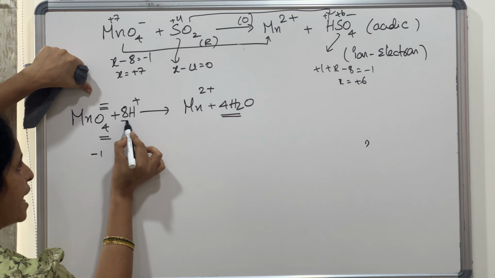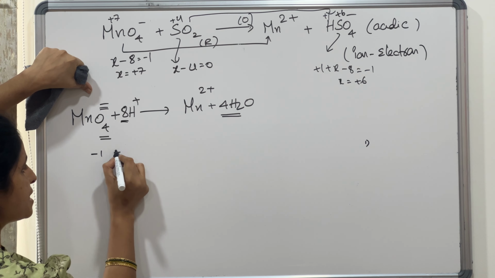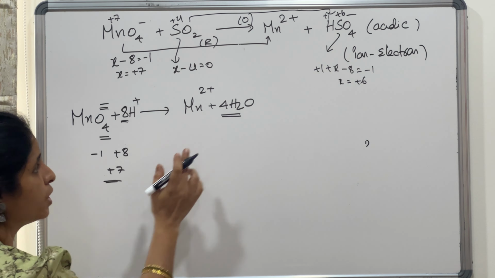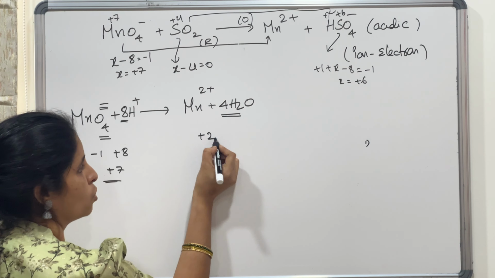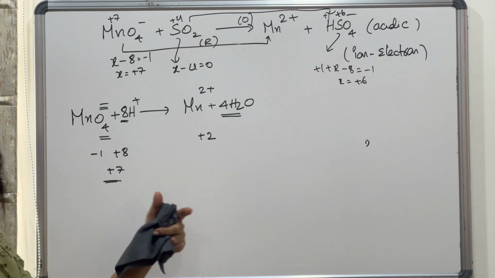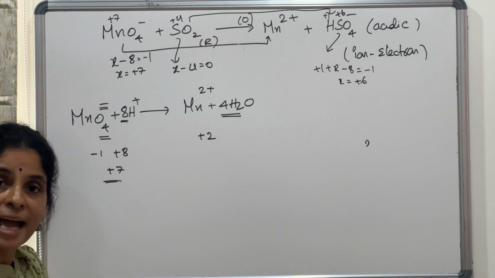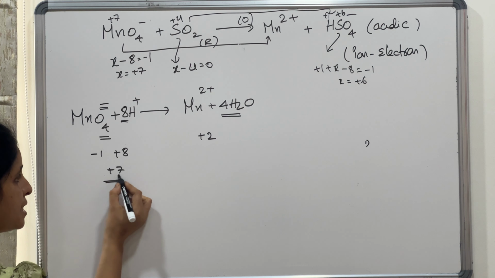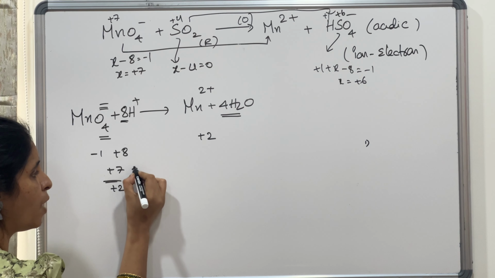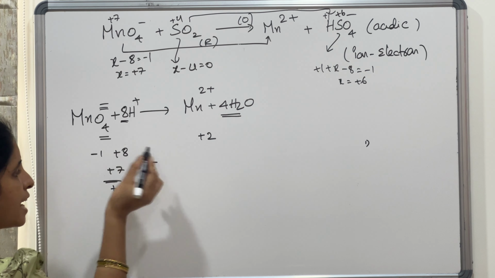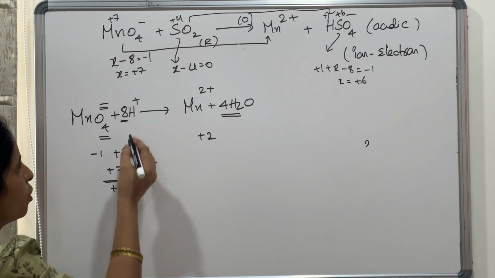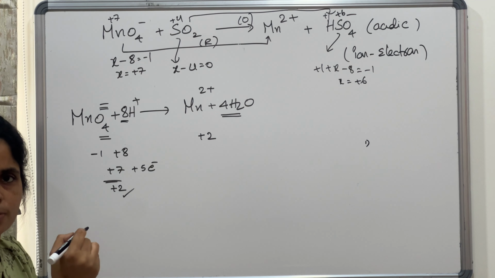Next, 8 into plus 1 means plus 8. So plus 7 is the charge on this side. What is the charge on the other side? Plus 2. You cannot increase the charge, but you can reduce the charge by adding electrons. Here you have plus 7, and all you need is plus 2. So if you add 5 electrons on this side, this will be balanced and the final charge will be plus 2. I think you got this point.